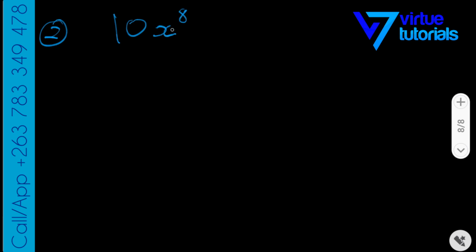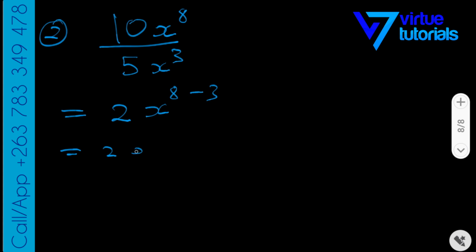10x to the power 8 divided by 5x to the power 3. 10 and 5 divide to give you a 2. And then x to the power 8 and x to the power 3 subtract powers. So this gives you 2x to the power 5.